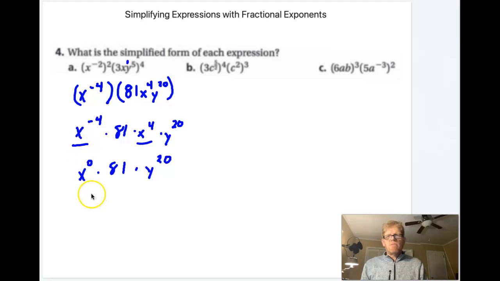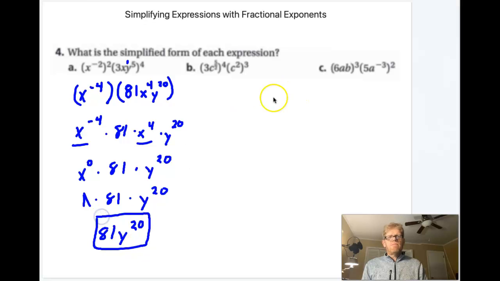Now what's x to the 0? Well, it's 1. 1 times 81 times y to the 20th. This cancels. That's just going to leave me with 81y to the 20th power. And that's my answer. And let's take a look at letter B here. Do this one in red. Everything in here is going to be raised to the fourth power.